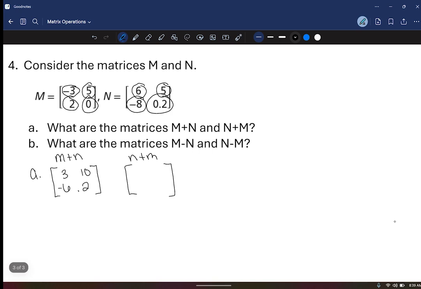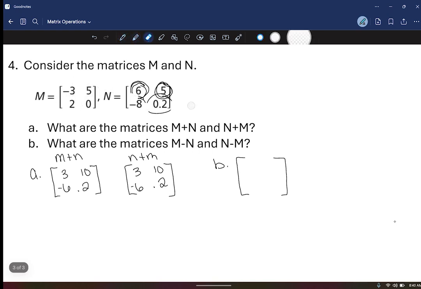So if I'm adding together N and M, it does not matter. I should get the same thing, because if I do 6 plus negative 3, that's still 3. 5 plus 5, that's still 10, so on and so forth. So I get the same exact things. All right, for part B, it is not the same because subtraction is not the same forwards and backwards. So I have, let me erase these so we can actually see them.